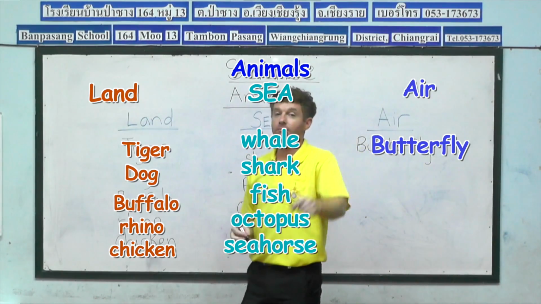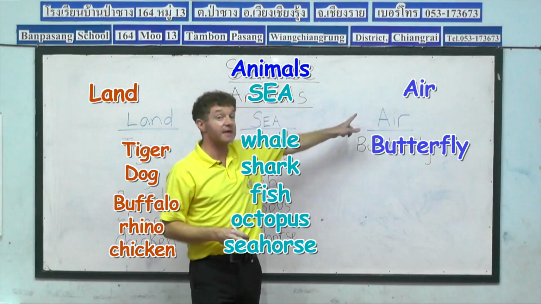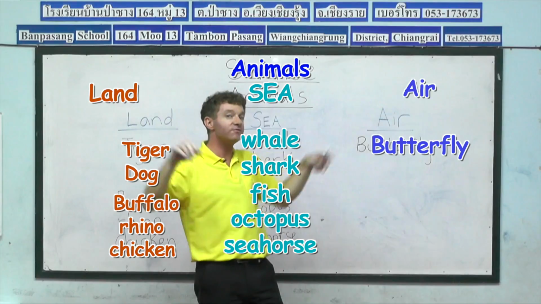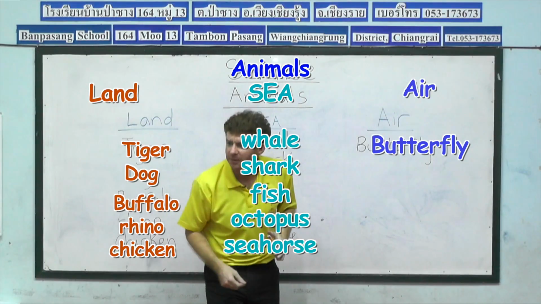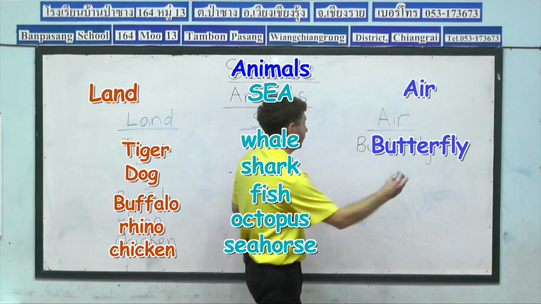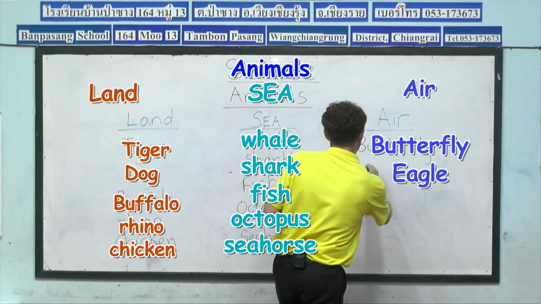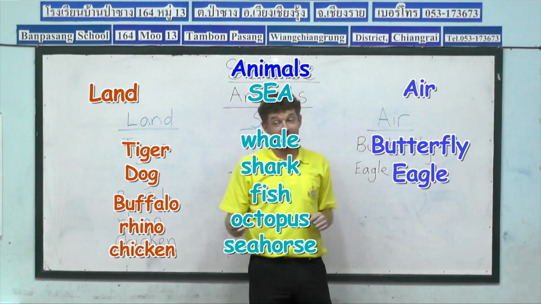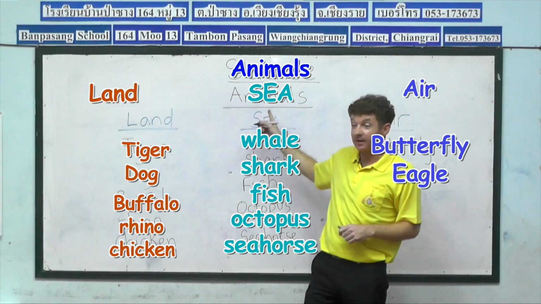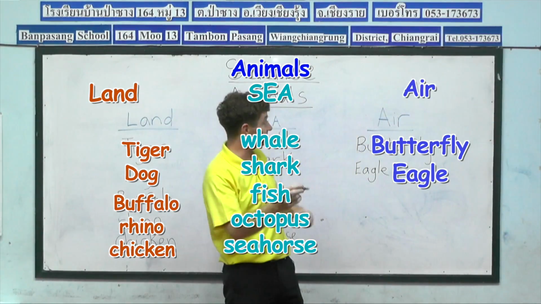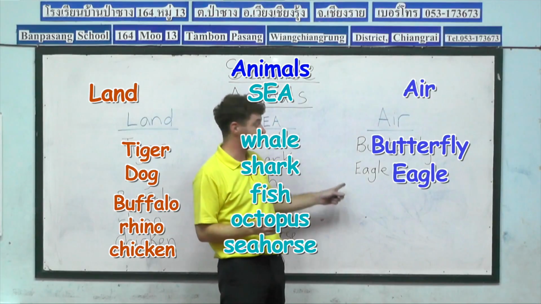Then Dawn has already started us on the air category. We have butterfly. But what other animals can we see flying? Airplane. Not airplane. Eagle and bird. Yes. Eagle. Pak Bung, living things. Animals. An airplane is not an animal. Okay, yes, these are all types of birds.